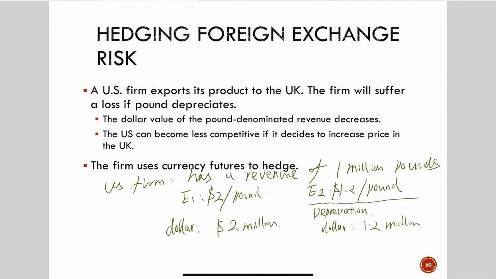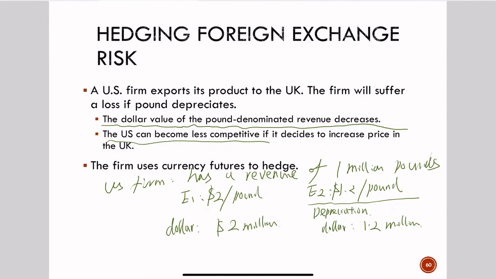And then in the second case, the dollar value is just $1.2 million. So that's why we have this explanation here. A second reason, which is more tied to economics, is that the US firm can become less competitive if it tries to increase its price in the UK. The idea here is like this. Let's say you're the US firm and you see that the UK pound depreciates from $2 to $1.2, and you understand your dollar value of revenue will suffer.